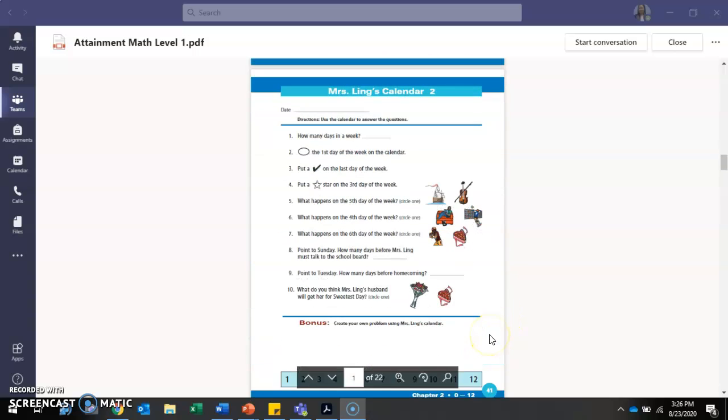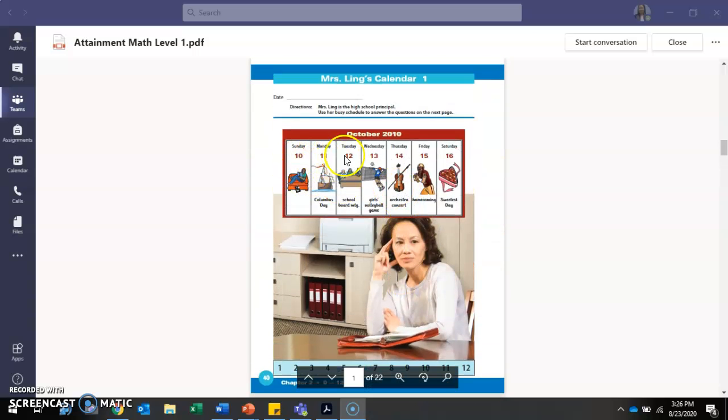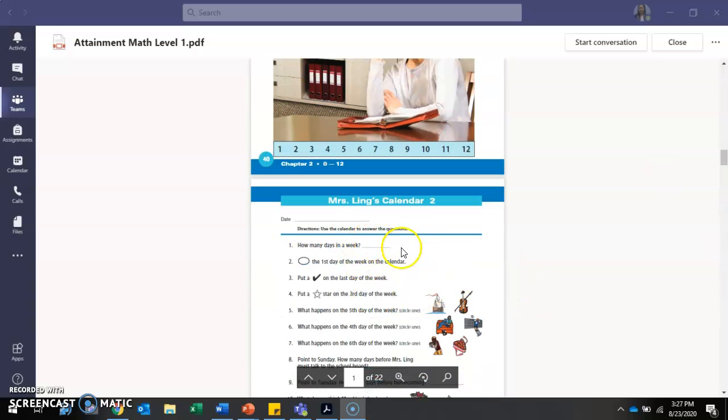So these are your questions. It says, use a calendar to answer the question. So number one, how many days in a week? So how many days do we have in a week? So you're going to count the days. ¿Cuántos días hay aquí? En una semana. So vas a contar 1, 2, 3, 4, 5, 6 y luego 7. So aquí va a ir 7. Number 7. So you count 7.